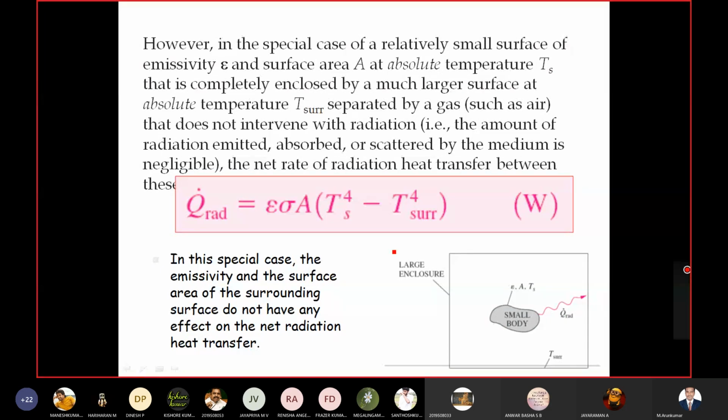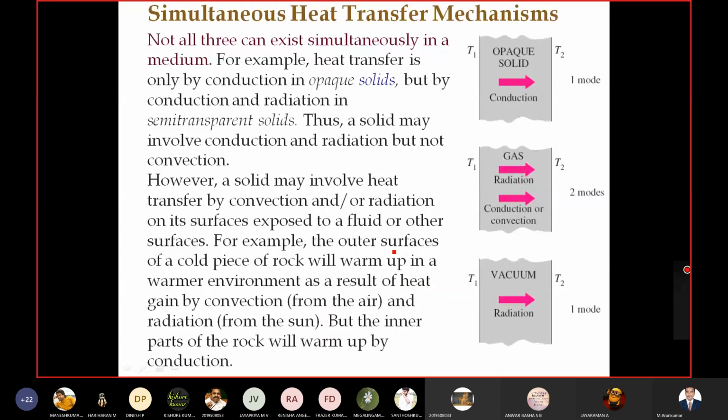So simultaneous heat transfer mechanisms are also there. Not all three can exist simultaneously in a medium. Heat transfer is only by conduction in opaque solids, but by conduction and radiation in semi-transparent solids. Thus, solids may involve conduction and radiation, but not convection.